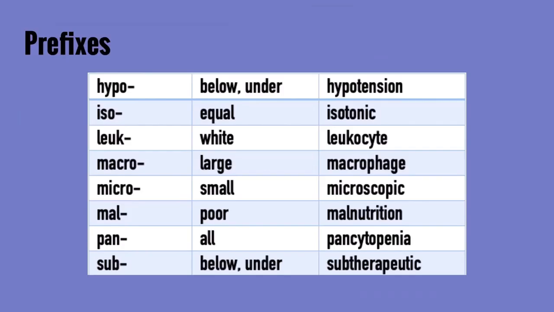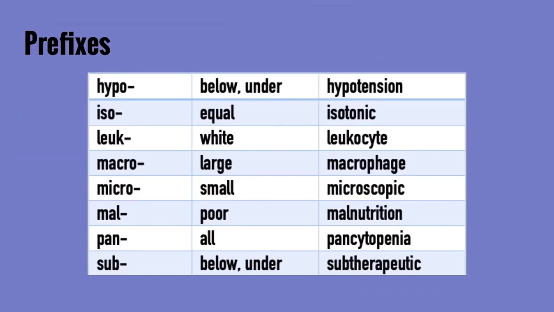Iso means equal, so isotonic, meaning the tonicity is the same as the blood or equal to the blood. Leuc means white, so leukocyte is white blood cells. Macro is large, so macrophage, again, a large immune cell. Micro means small, so microscopic, I always think of this as a microscope. Mal means poor, so malnutrition, that's poor nutrition.